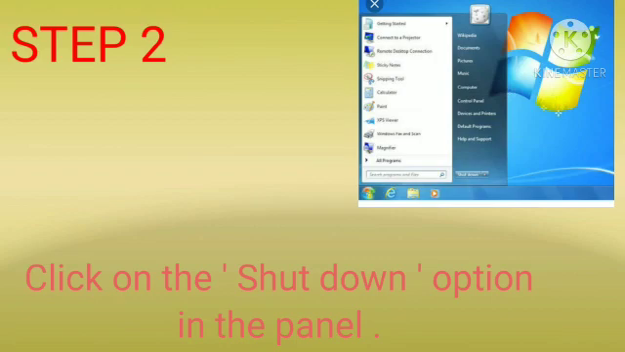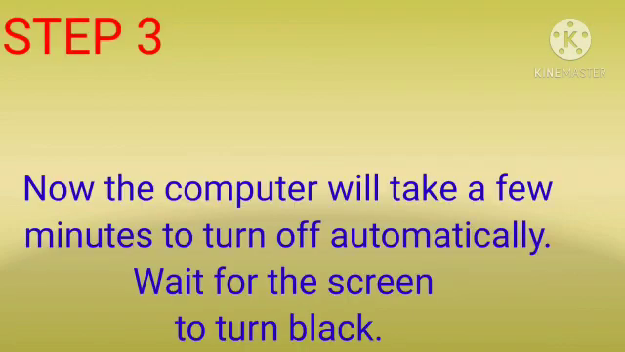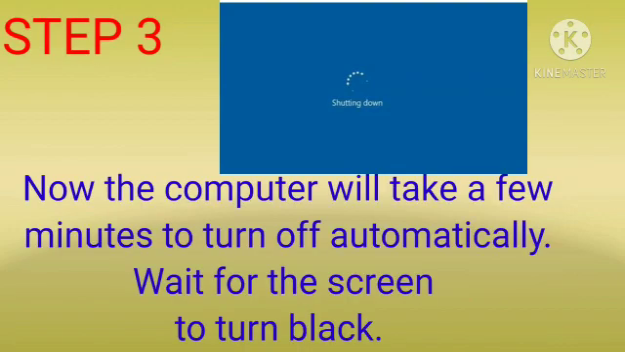Second step is click on the Shutdown option in the panel. In the Start menu, you see the Shutdown option. Click on the Shutdown option. Third step. Now the computer will take a few minutes to turn off automatically. Wait for the screen to turn black.